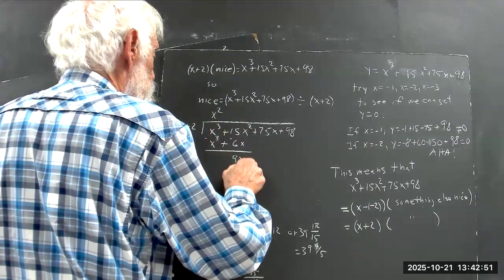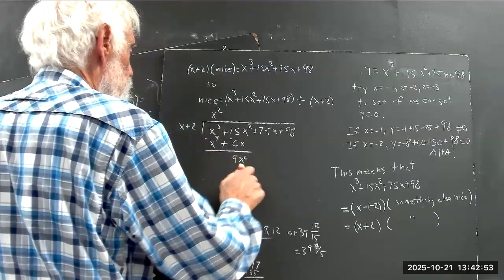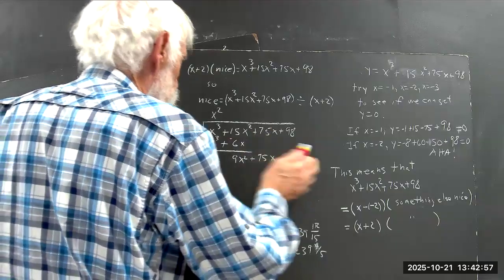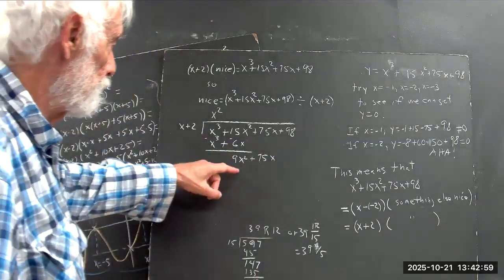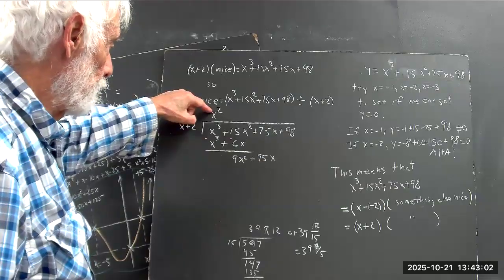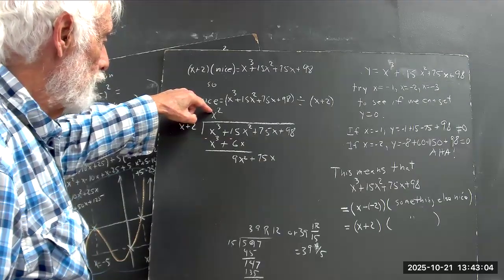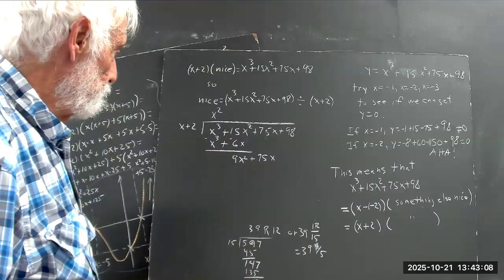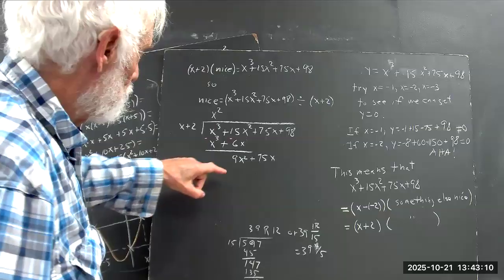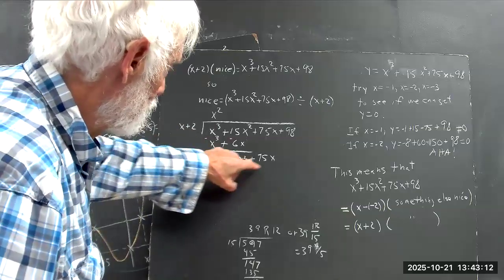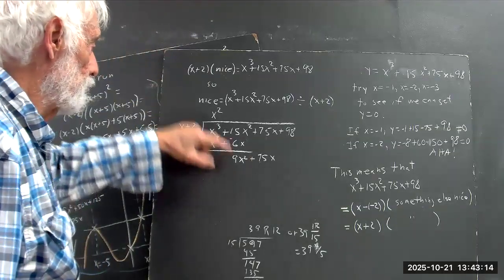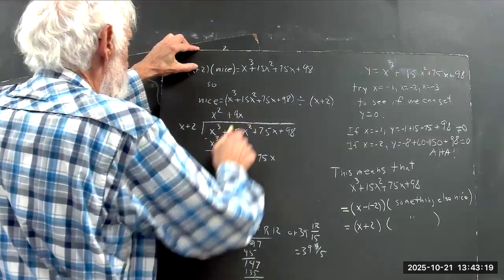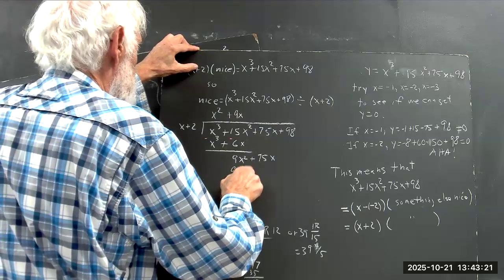This gives us 9x squared. 15 minus 6 is 9. And we'll write the 75x here because we still got to get, once we got an x squared up here, we've got everything but 9x squared plus 35x plus 98. Okay? So you got to see what it takes to get a 9x squared. Now, well, x goes into 9x squared 9x times. 9x times x is 9x squared.